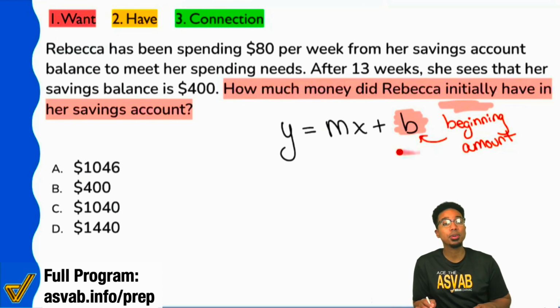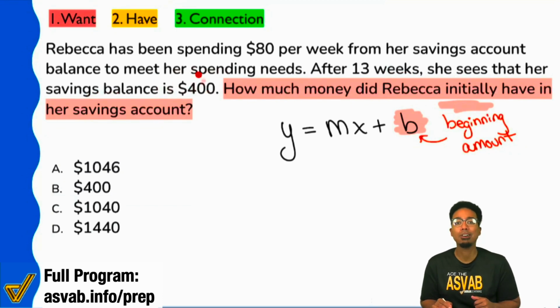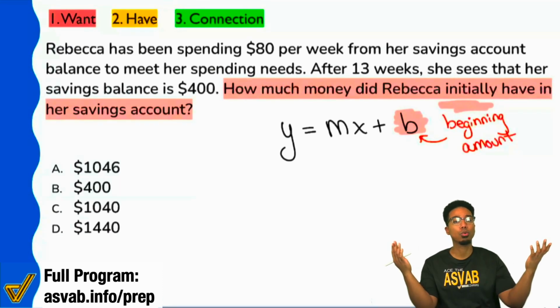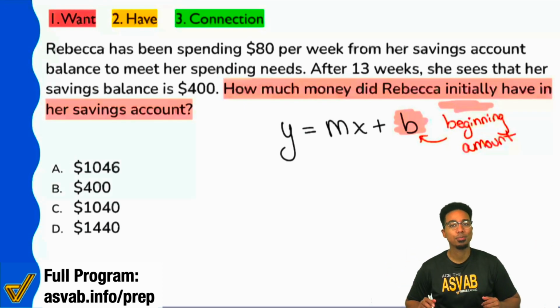We're looking for the beginning amount. Rebecca has been spending $80 per week. That's your rate. And then it says to meet her spending needs, after 13 weeks, a time period, she sees that her savings balance is a result of $400. So everybody, are the ingredients there for y equals mx plus b? We saw the rate, we saw a time, we saw the result that we get to, and we're looking for the beginning amount. What more can you ask for? You have all the ingredients, you know what you need. Let's get to work.